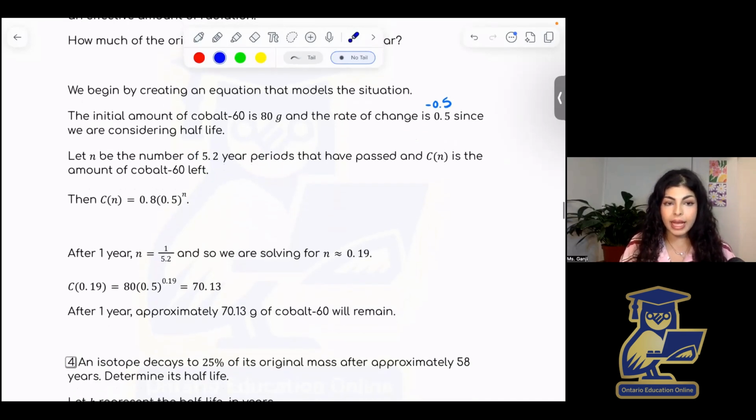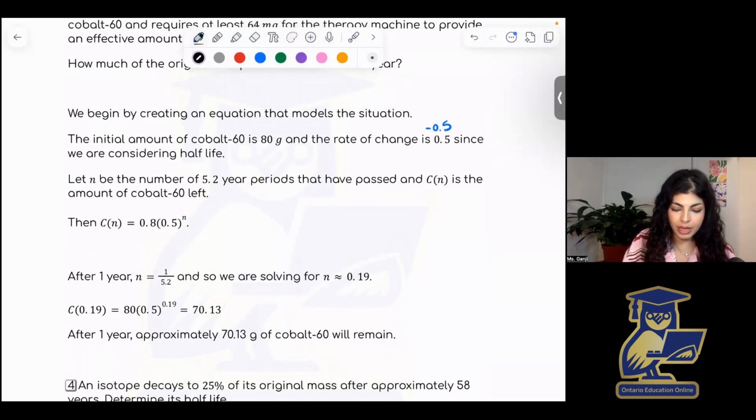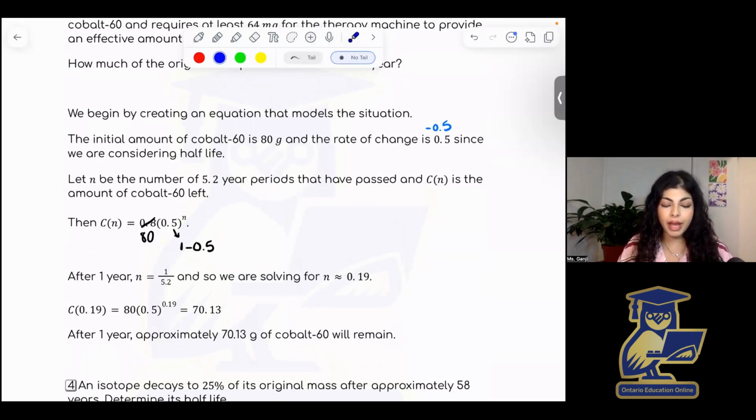So generally, just to write the general equation, we have C of n, which is the amount of cobalt-60 after n 5.2 year time periods, is going to be 80, because it was 80 grams, times 1 minus 0.5, to the power of n. And 1 minus 0.5 is just 0.5. Also, because we are considering half-life, if you just write 0.5, that's sufficient. I will understand that you understood half-life, so that will be fine.